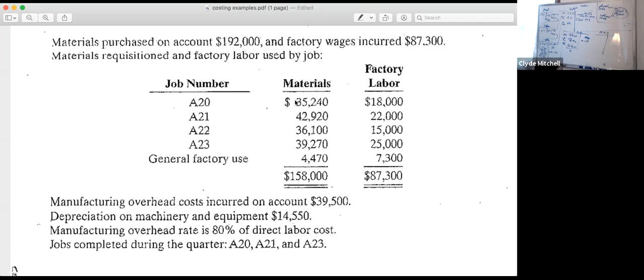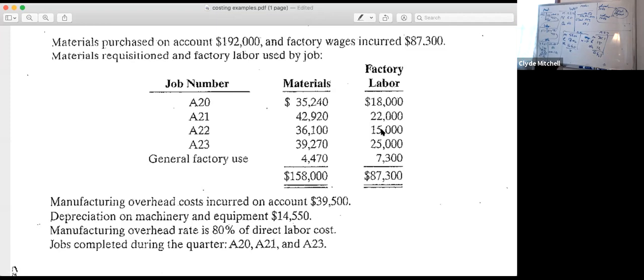We can do the same thing again now for A22. Materials is given to us as 36.1. The labor is given to us as 15. Therefore, the overhead we can work out as 80% of the 15, which gives us 12. Add it all up: 64.1. That balance is not getting transferred out. That is the closing balance. And in our master work in progress account or control work in progress account, that will be our closing balance.